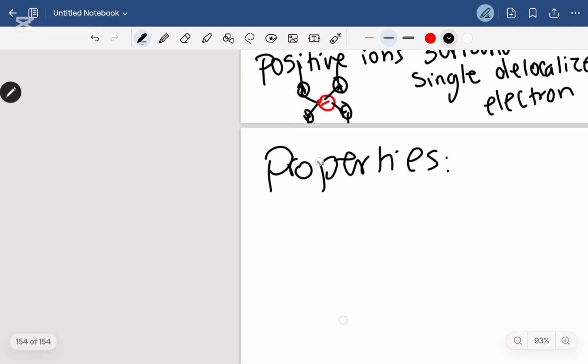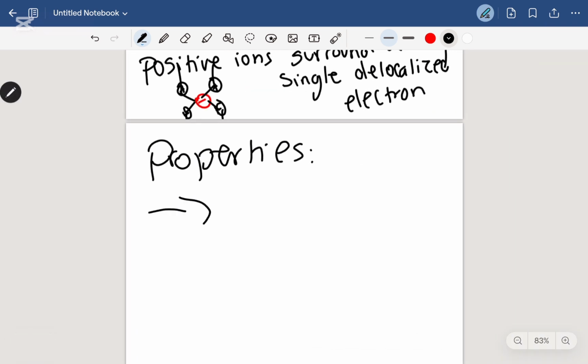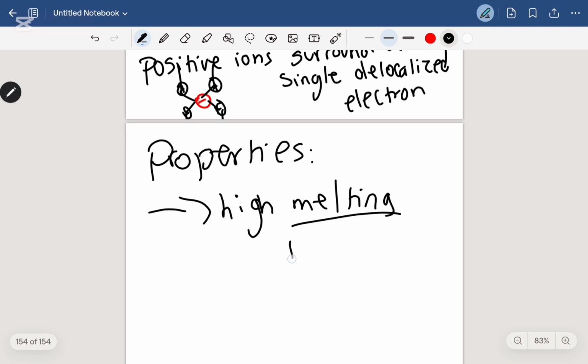Now we are gonna discuss the properties of metallic bonds, okay? So some properties of metallic bonding is that they have high melting points. Now, why exactly do they have high melting? Not only melting, but also boiling. I keep on forgetting boiling. High melting or boiling points. So why do they have high melting and boiling points? It is because very simply of the strong metallic bonding, okay?